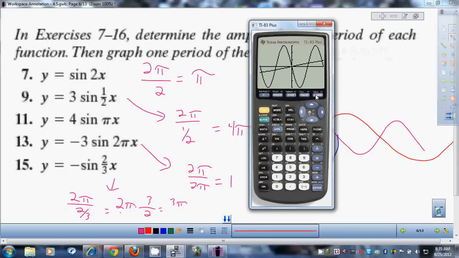Now, we've done amplitudes, we've done periods. What are the only 2 things left? Think about all the ways these graphs can move. We've done how high and low they go, we've done flips, and we've done how fast they go. What are 2 other things that can happen to any graph? Shifts. They can shift left and they can shift right, and they can shift up and they can shift down.